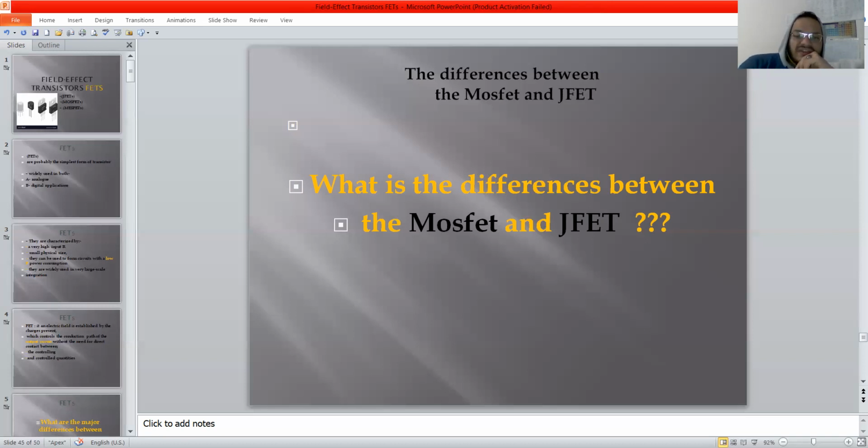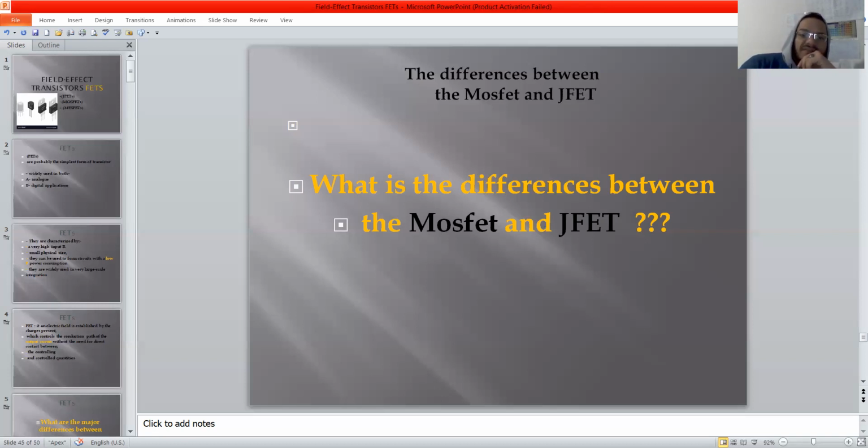Here is the difference between the bipolar junction transistor and the field effect transistor. It has the same shape and the same number of terminals, but they are different. Here: emitter, collector, base. But here: drain, source, gate.